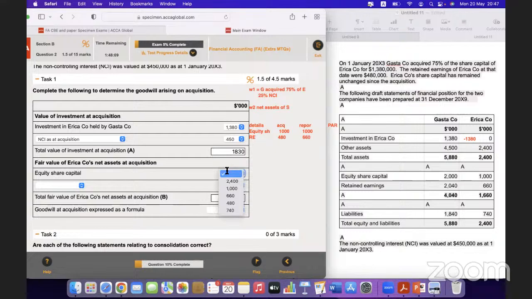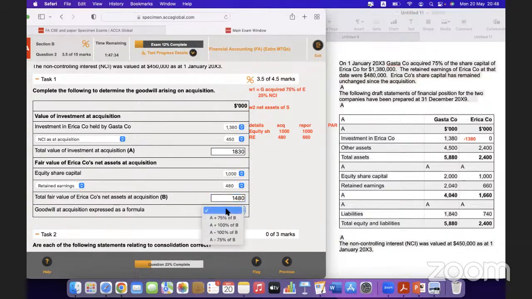The value of ACCA's net assets at the acquisition date. Equity share capital answer is 1,000. From where did I get this 1,000 guys? Fair value of ACCA's net assets at the acquisition date. See, net assets, acquisition date, equity share is 1,000. So I put 1,000. After that, what do we have? Retained earnings. So select that. What was the answer? 480. Select that also. Then total fair value of net assets at the acquisition date, 1,480. How did we get 1,480 here? Total fair value of net assets is 1,480 from these two.